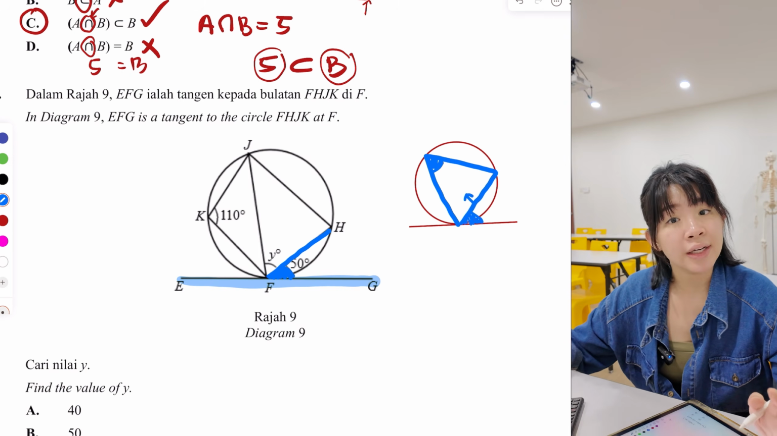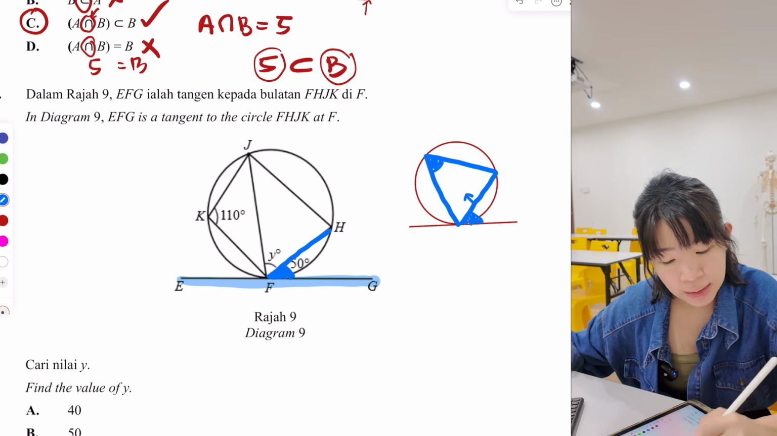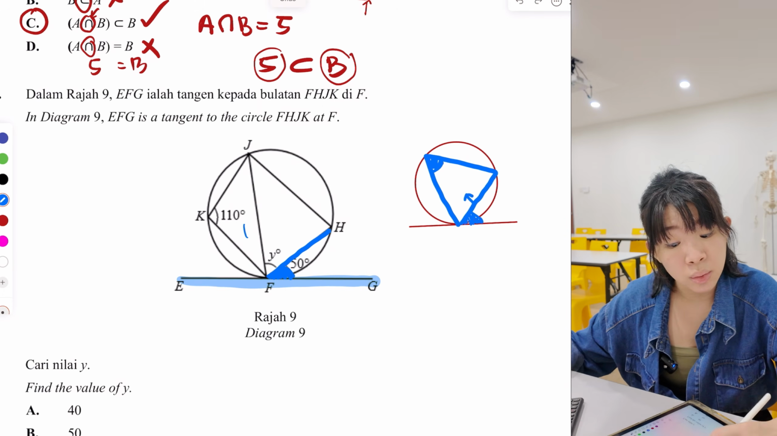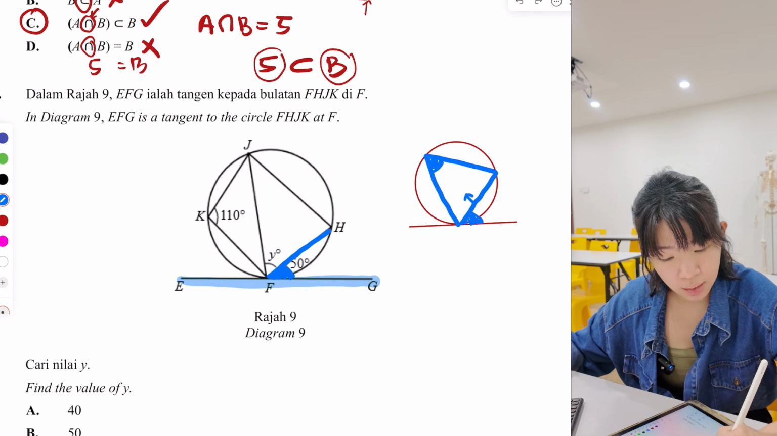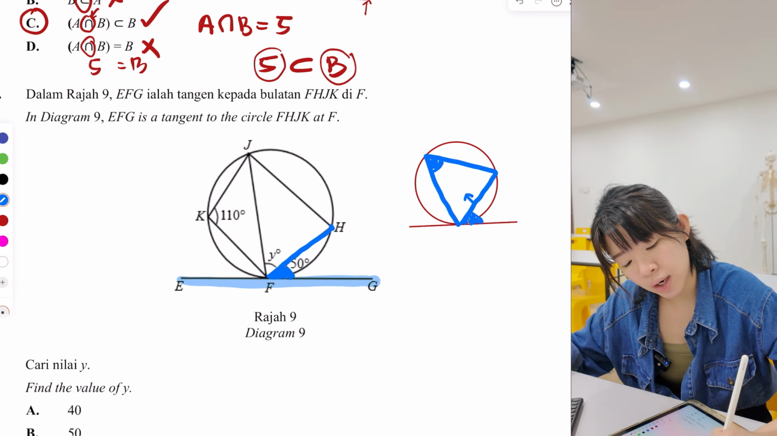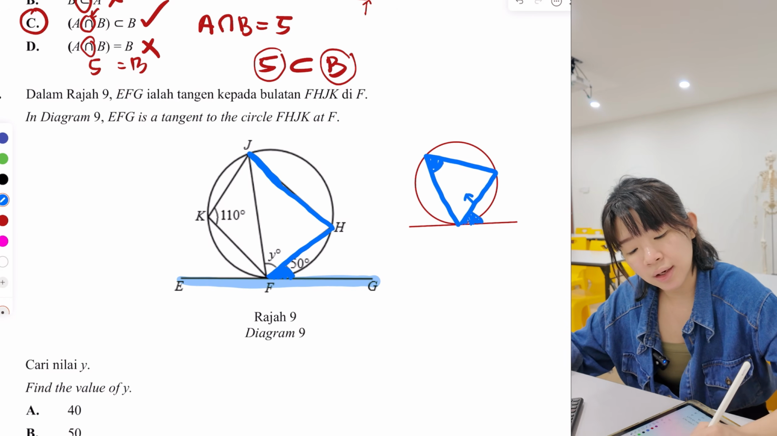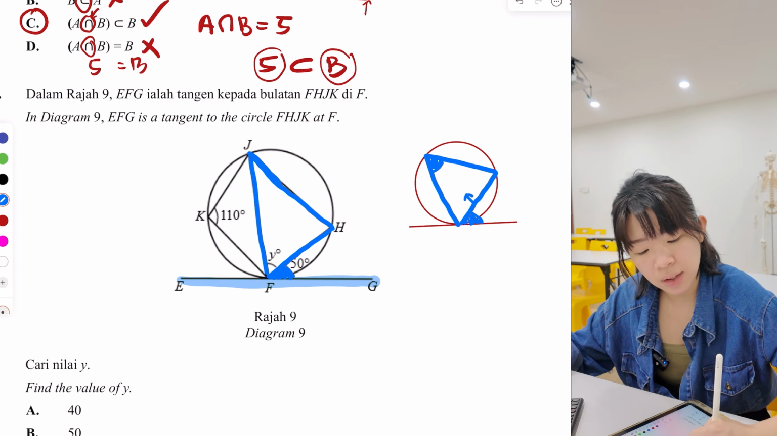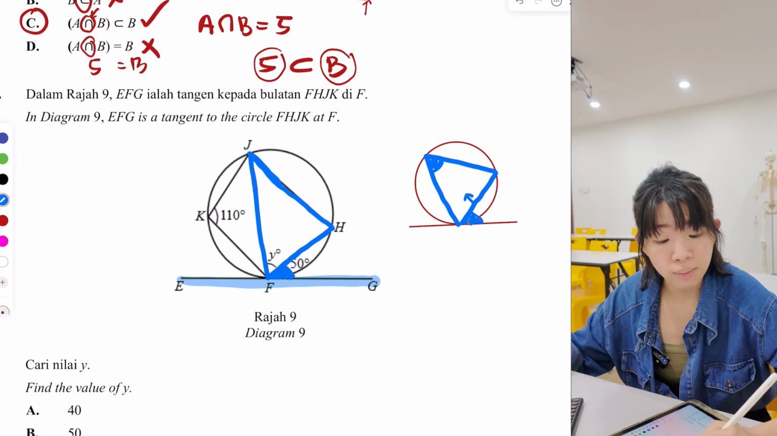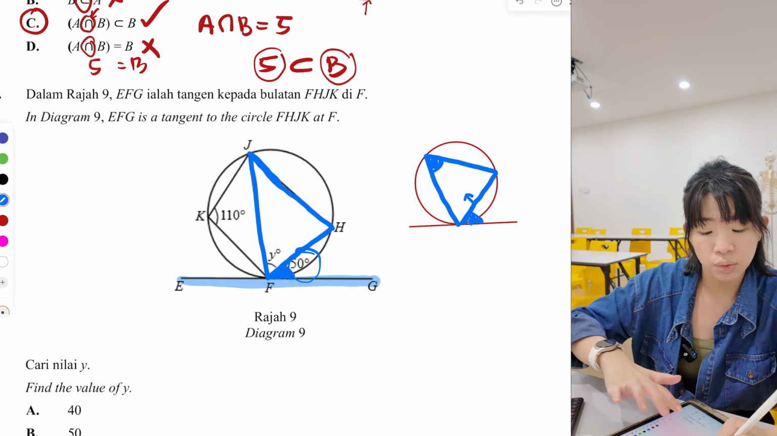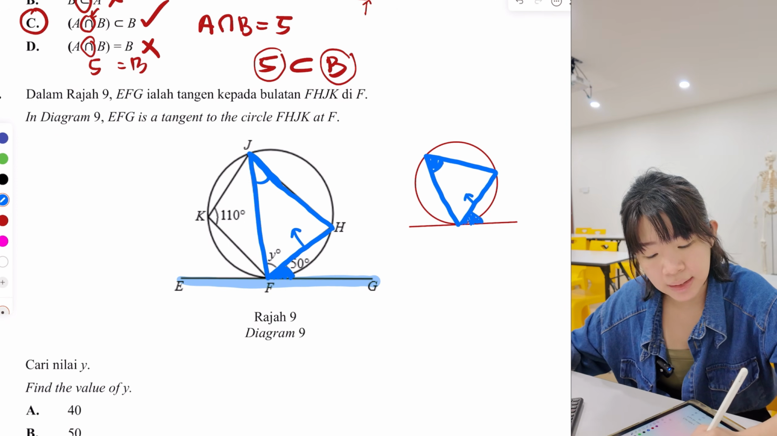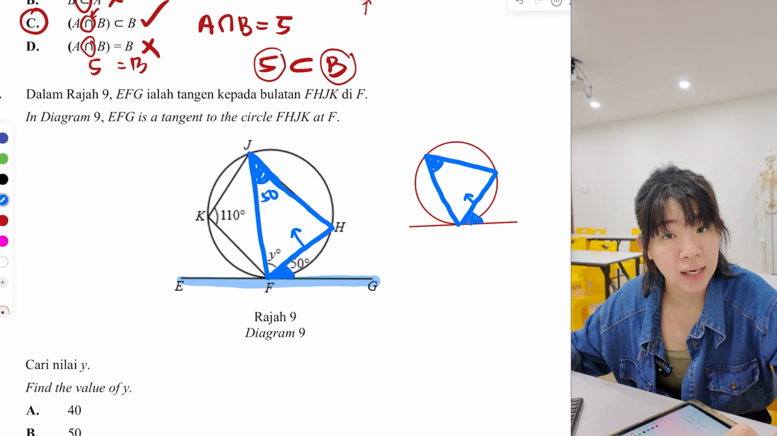So we need to find the triangle. Which is the triangle we want? Here we have two triangles. We follow this line FH, then the second line HJ, then the third line comes back down, because we need a triangle. So we only look at this triangle. Outside is 50, so where else is also 50? The opposite inside, so this is 50.